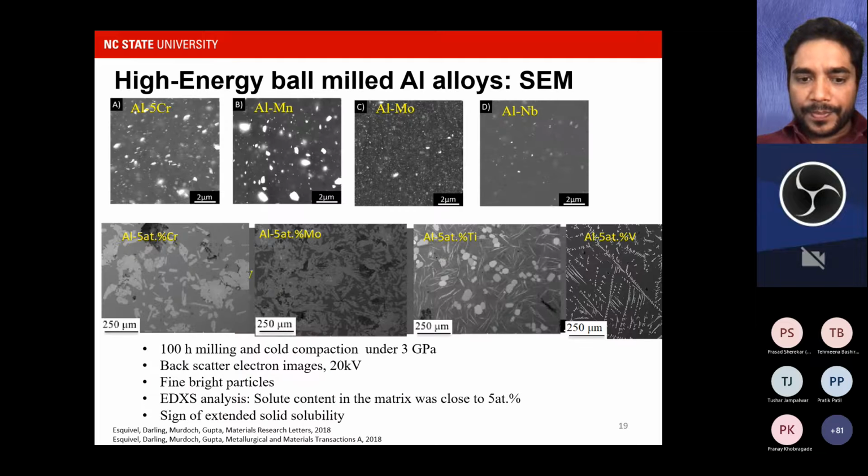Anyway, all right. So you see a really fine microstructure from milling. And if I'm doing casting, you can see this microstructure will be really, really coarse. We find, of course, intermetallics.